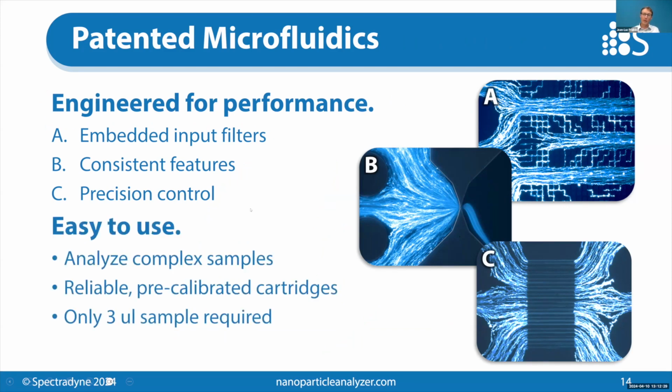So ultimately, all this engineering equates to ease of use for you, the end user. It allows you to measure complex samples. So I'll show you examples of nanoparticles in plasma today, other biofluids or tissue culture media. These cartridges enable pre-calibration, so you don't have to do any calibration or alignment of your instrument or cartridges, and afford very small sample volume requirements. So just 3 microliters is all that's needed.